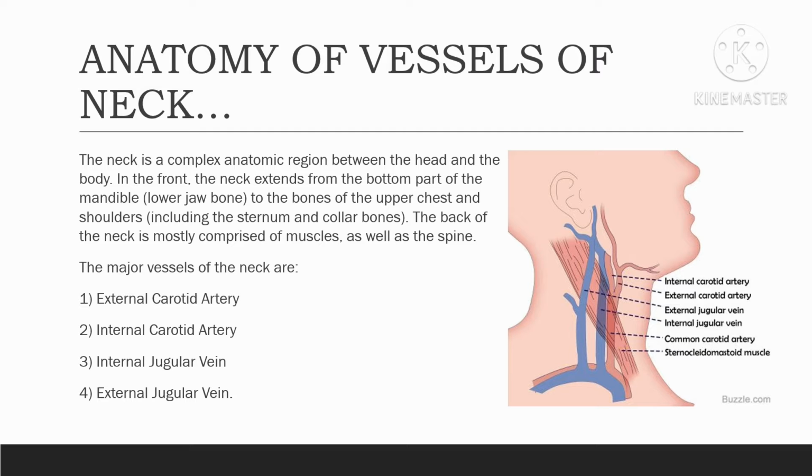The major vessels of the neck are the external carotid artery, internal jugular vein, and the external jugular vein. These vessels can all be seen in the picture clearly.